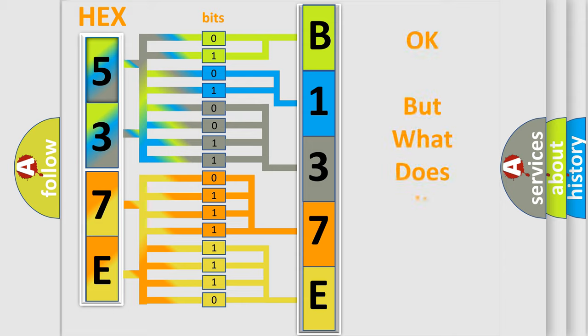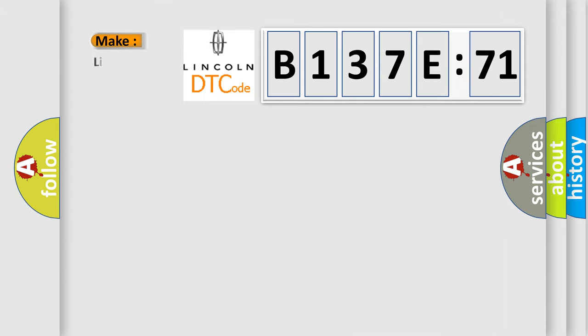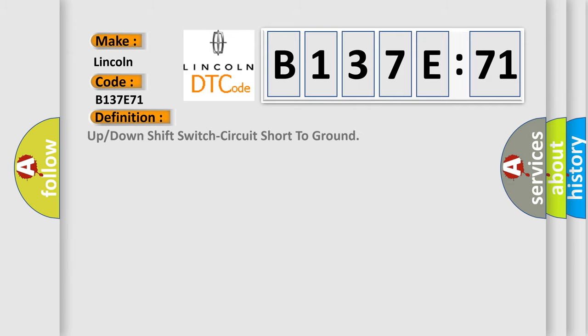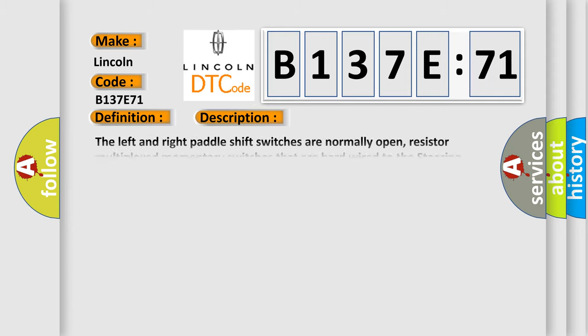The number itself does not make sense to us if we cannot assign information to what it actually expresses. So, what does the Diagnostic Trouble Code B137E-71 interpret specifically for Lincoln car manufacturers? The basic definition is up or down shift switch circuit short to ground. And now this is a short description of this DTC code.